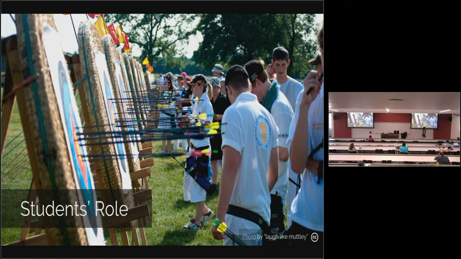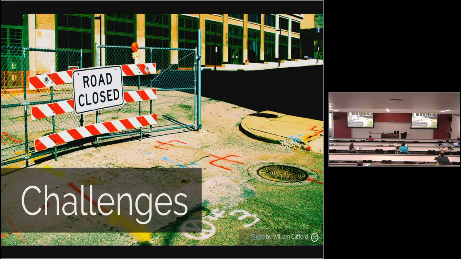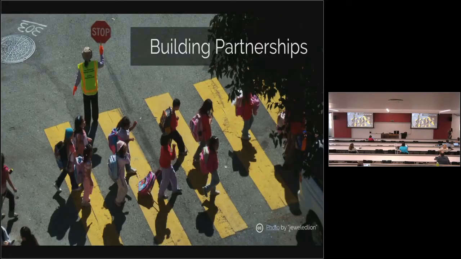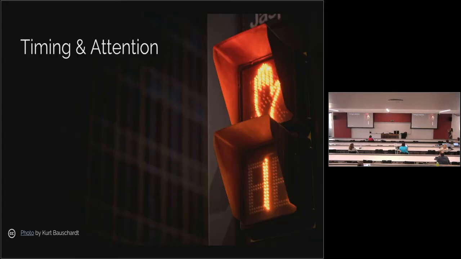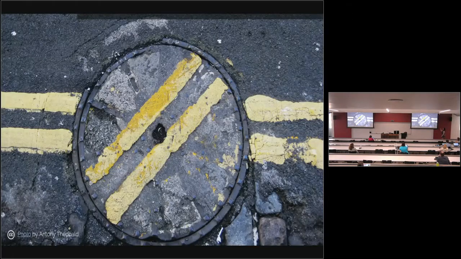I'm using Creative Commons images, so I made sure to put citations on every slide. So that's part of it. Here's the more abstract, talking about our process. So we started off with challenges, and then we talked about building partnerships, timing and attention. This should have text on it that says metacognitive miscalibration, and it's mis-brought. I think that's probably a good metaphor.